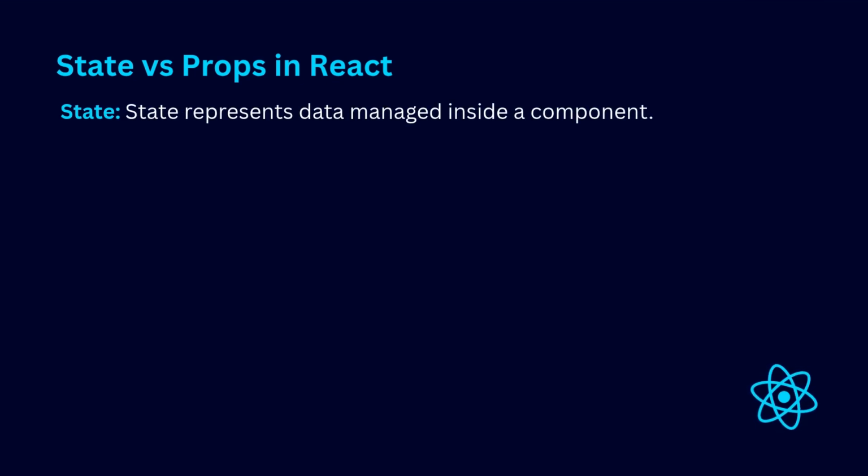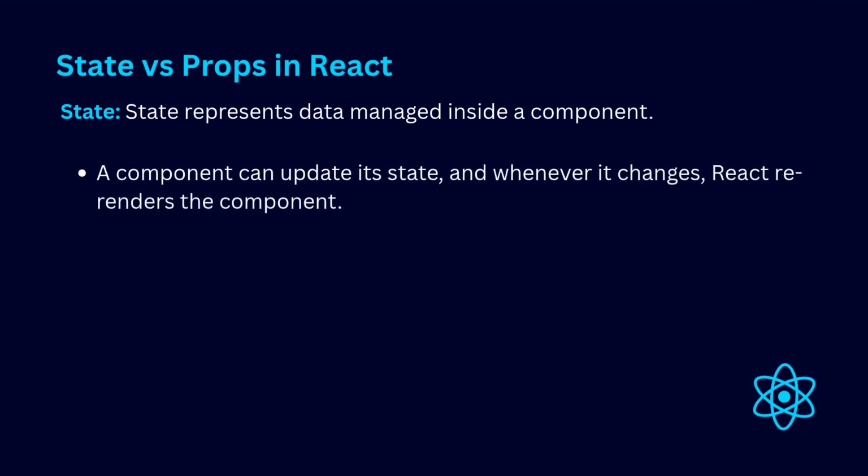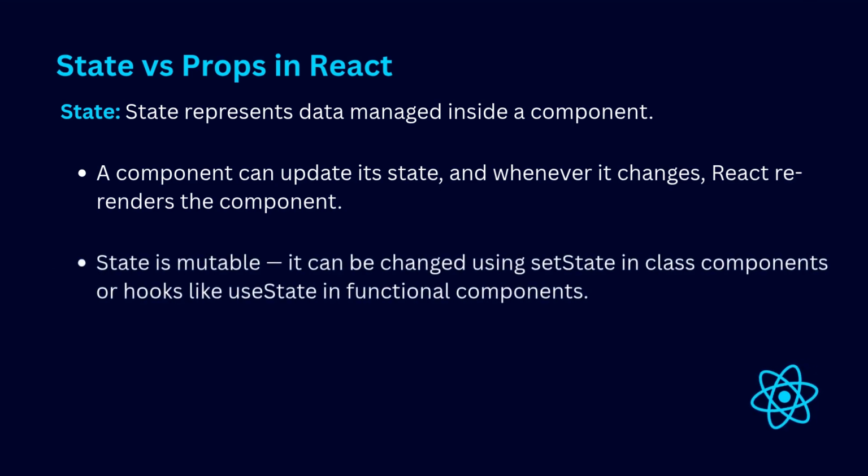State represents data managed inside a component. A component can update its state, and whenever it changes, React re-renders the component. State is mutable. It can be changed using setState in class components or hooks like useState in functional components. Think of state as the memory of the component.